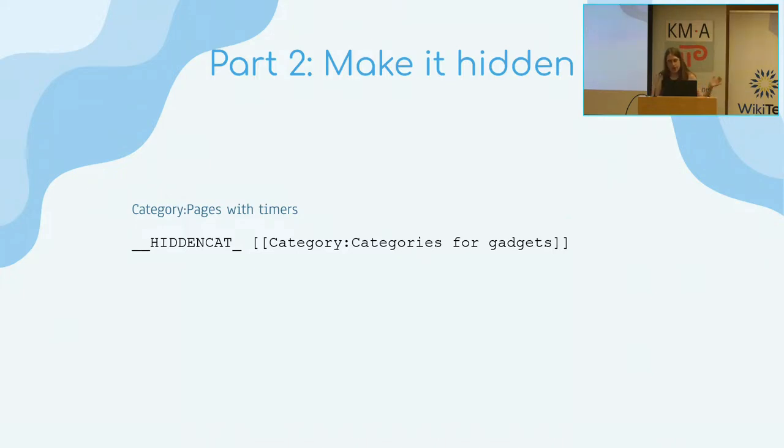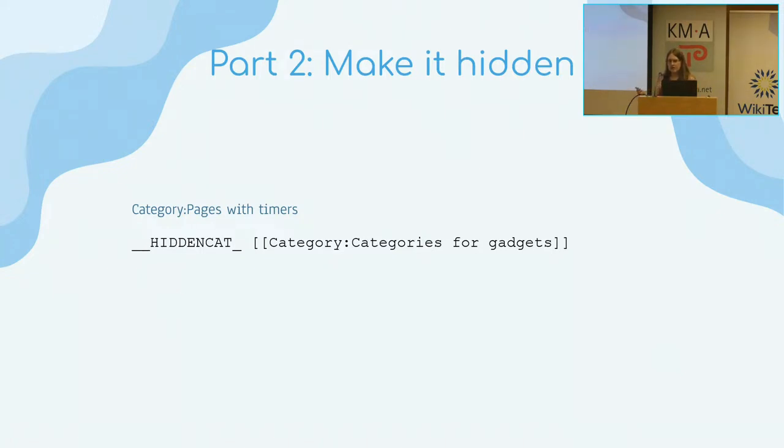I like calling it pages with something, like pages with DPL parser functions, pages using whatever. You could say pages using timers. Call it whatever you want, just be specific, or be consistent in your choice. So we're going to say pages with timers, and then we use hidden cat because this category is actually not intended for user consumption, and it's also not really a tracking category.